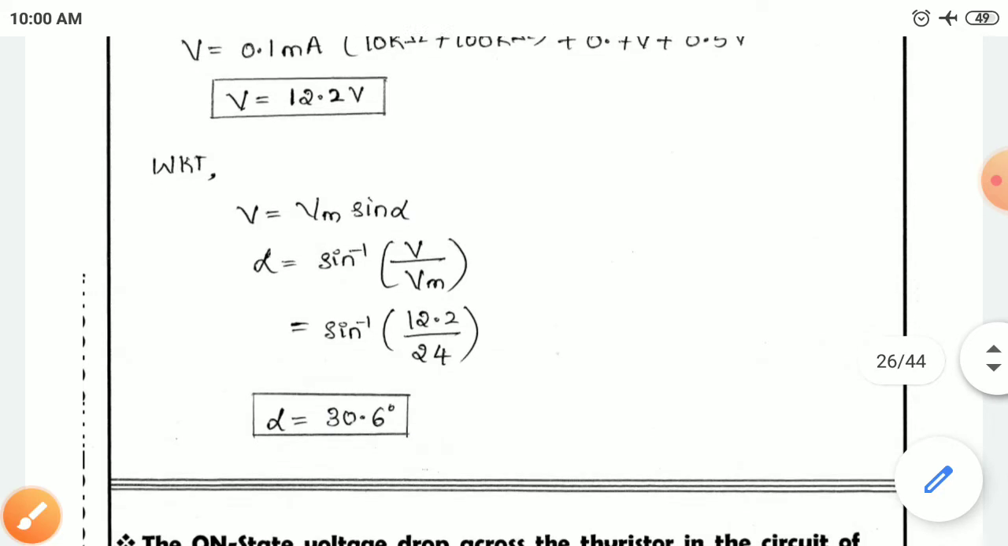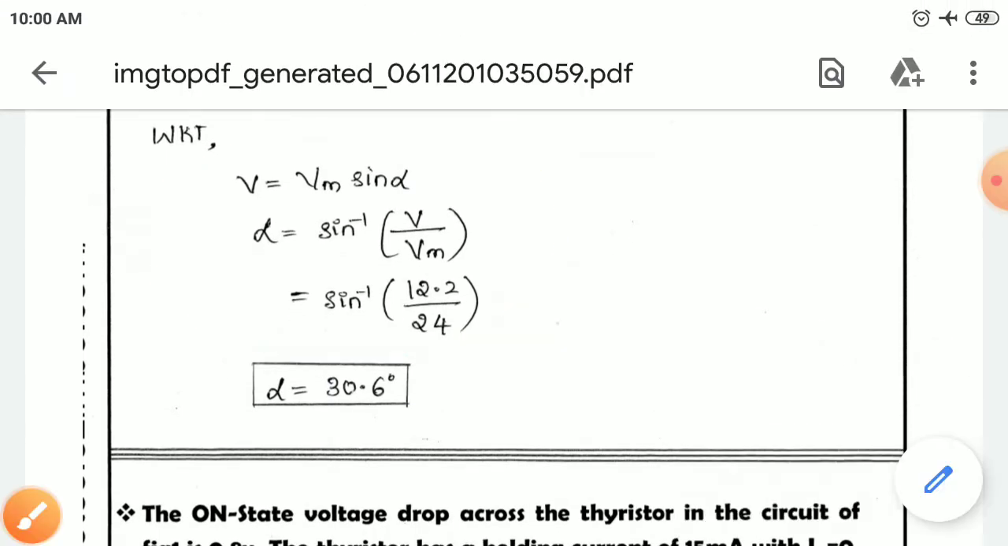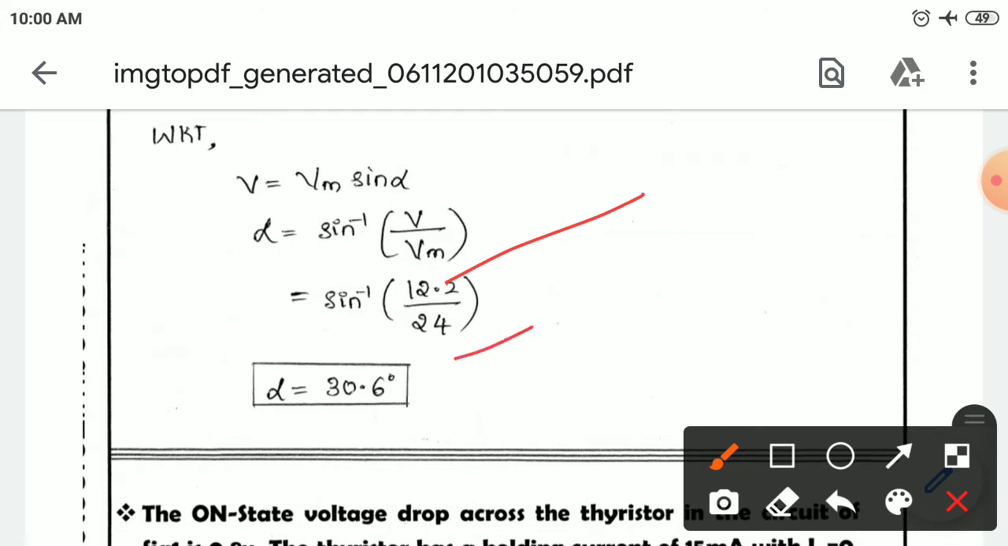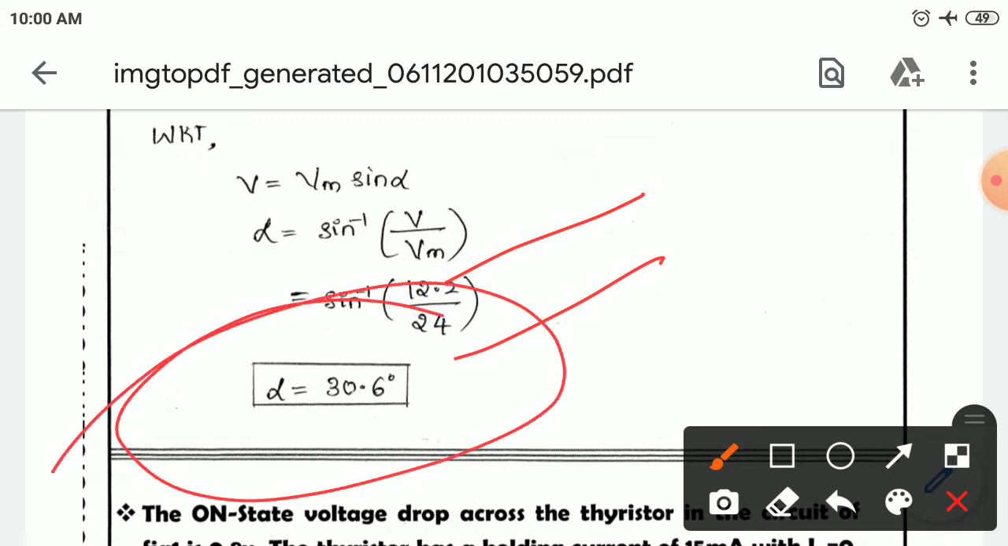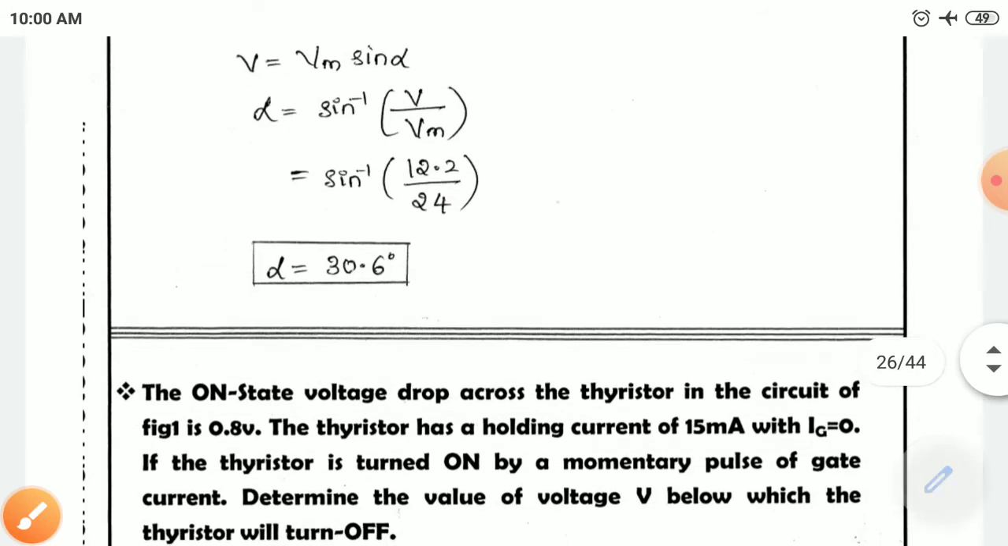Then you know V is equal to Vm sin alpha, so alpha is equal to sin inverse of V divided by Vm. Substitute V as 12.2, where Vm is the given input voltage in the equation. In the problem, they have given it as 24 volts. Just substitute it and calculate the alpha value here. Alpha, how much did you get? 30.6 degrees is the alpha value.